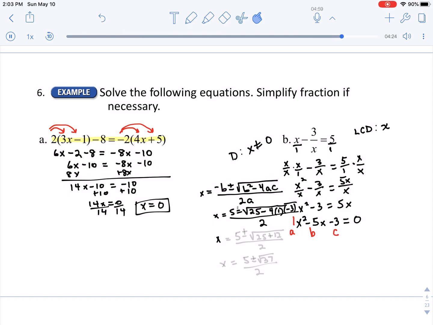All right, so now I've got x equals 5 plus or minus the square root of 25. Now, a negative 4 times 1 is a negative 4, and a negative 4 times a negative 3 is a positive 12, all over 2. And then I get x equals 5 plus or minus square root of 37 over 2. And that can't be simplified, so that is the answer.